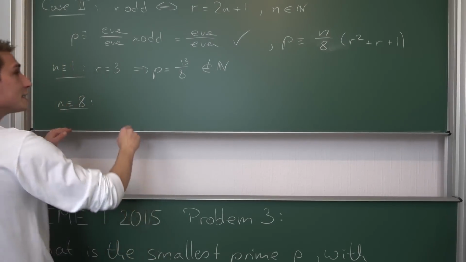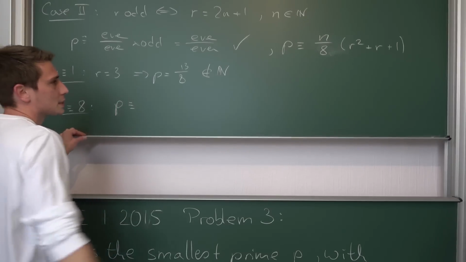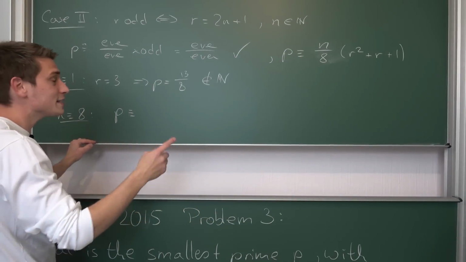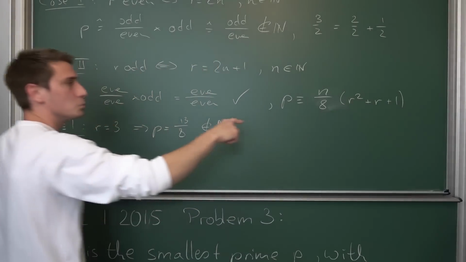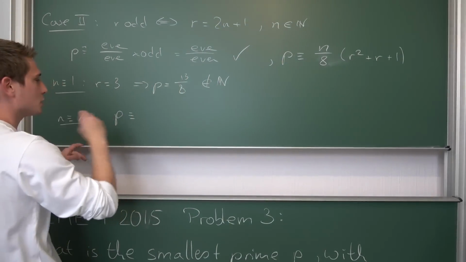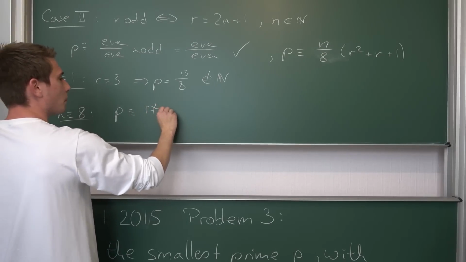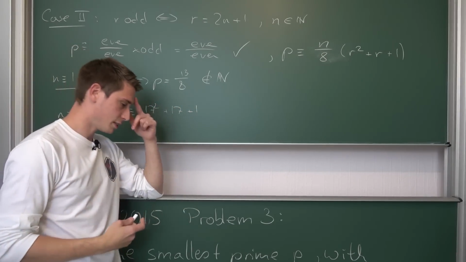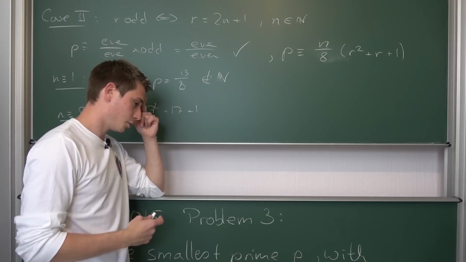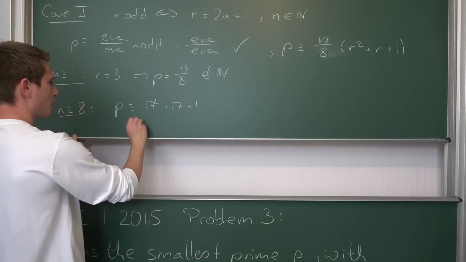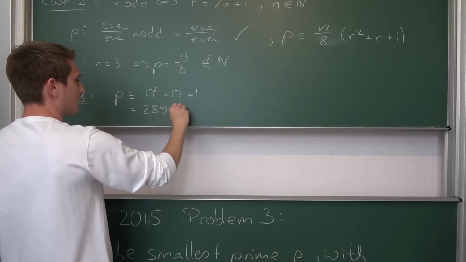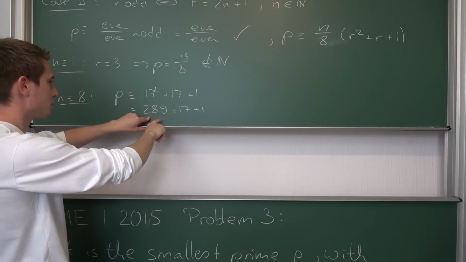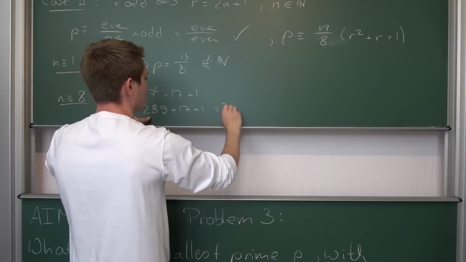If n is equal to 8, then p is obviously, okay, 8 over 8 is going to cancel out, it's going to be 1. If n is equal to 8, then we are going to get 17 for our r. So this is 17 squared plus 17 plus 1. 17 times 17 is 289, plus 17 plus 1. This is 290. 290 plus 17 is going to give us 307.